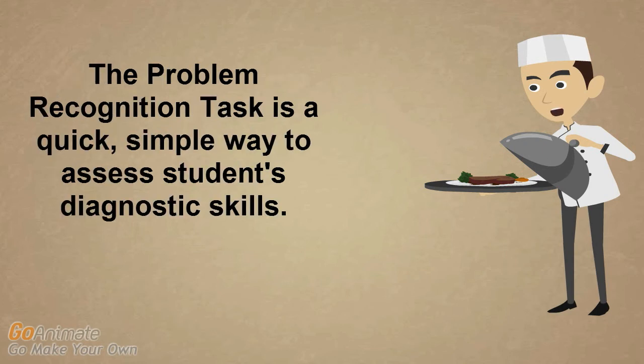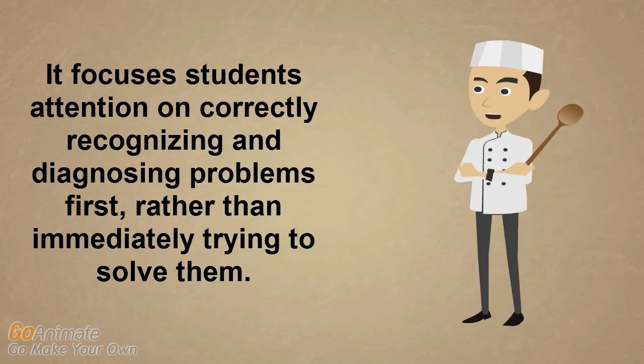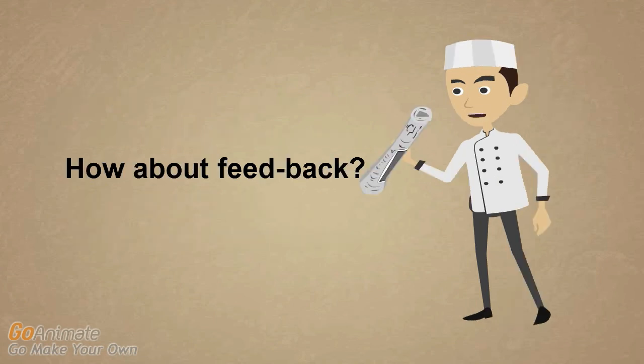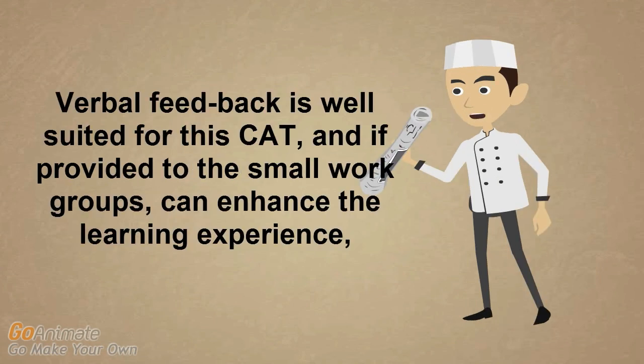The problem recognition task is a quick, simple way to assess students' diagnostic skills. It focuses students' attention on correctly recognizing and diagnosing problems first, rather than immediately trying to solve them. This CAT shows students how to apply the problem-solving skills they are learning to new and unfamiliar situations. How about feedback? Verbal feedback is well suited for this CAT, and if provided to the small work groups can enhance the learning experience.